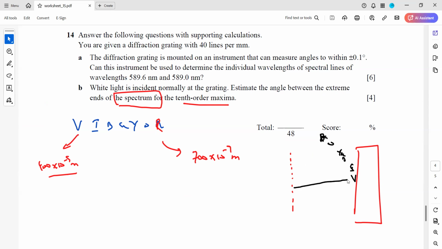So for a 10th order image, we want this angle between the ends. First we'll find the angle for the violet, then we'll find the angle for the red, and we just take the difference of the two angles to know theta. Is it clear? This wavelength is lambda, n is equal to 10. We will not add the angles because we need the angle between the extreme ends of the spectrum. One end of the spectrum will be violet and the other end will be red.